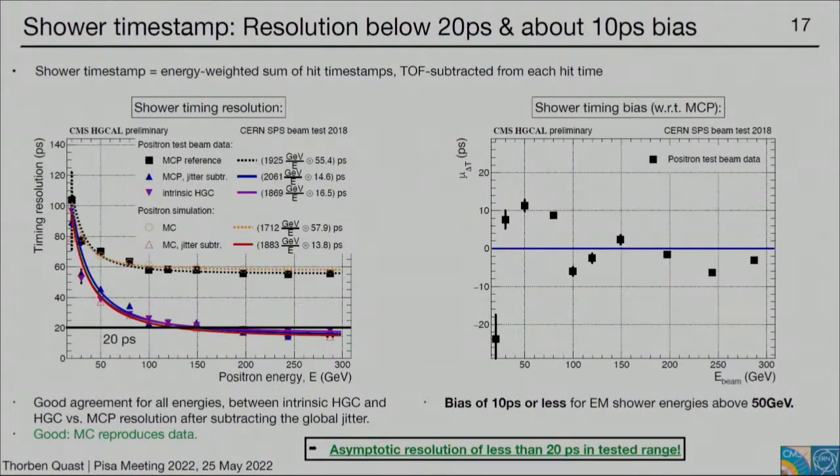And if we then take this global jitter and subtract it from our data, we get to a shower timestamp resolution of less than 20 picoseconds. And the good thing is, this is another cross-check, we are able to reproduce this feature in Monte Carlo by injecting what we think is the true global resolution. So that is quite nice. So less than 20 picoseconds resolution, and of course you always need to show your bias, so how far you are systematically off at a given shower energy. Here, except for this low energy point at, I think, 20 GeV, we are well within 10 picoseconds. So 20 plus 10, that explains the title of the talk. That gives you about 30 picoseconds timing performance, let's say.